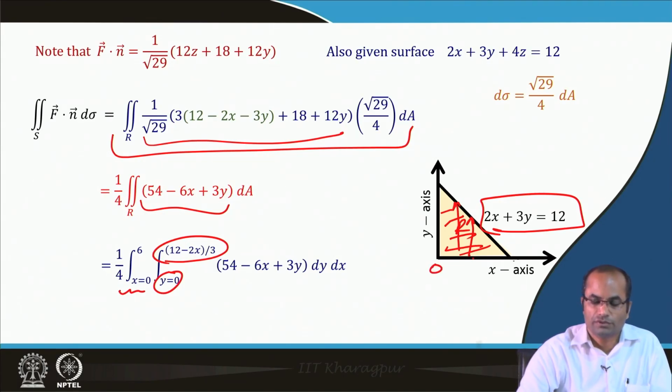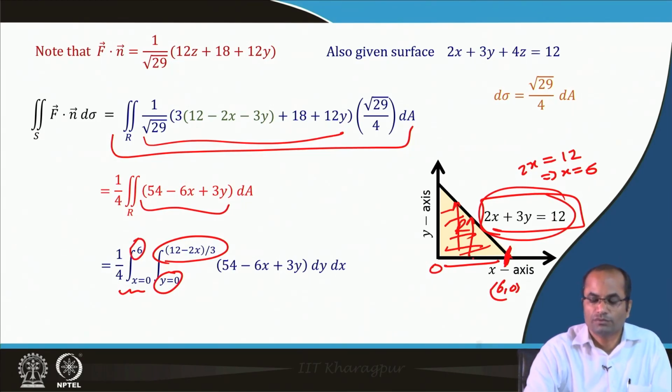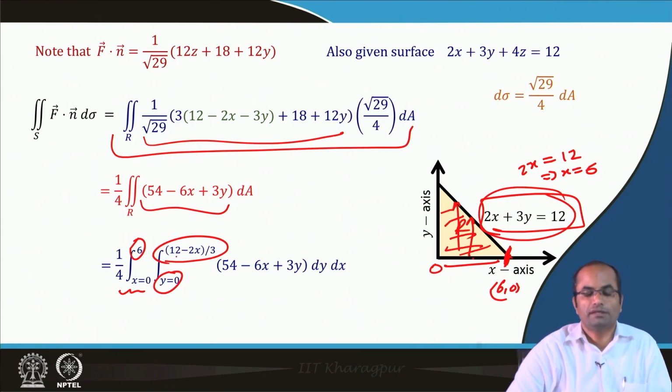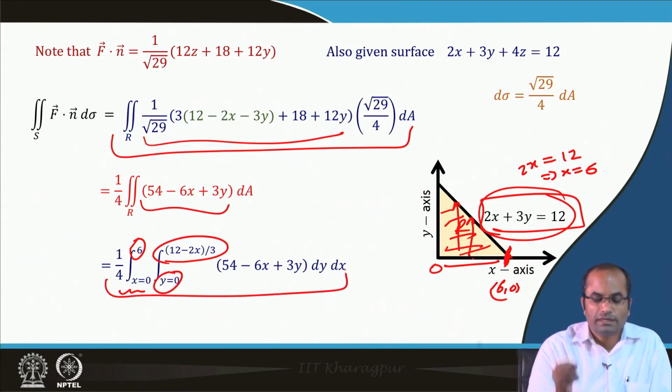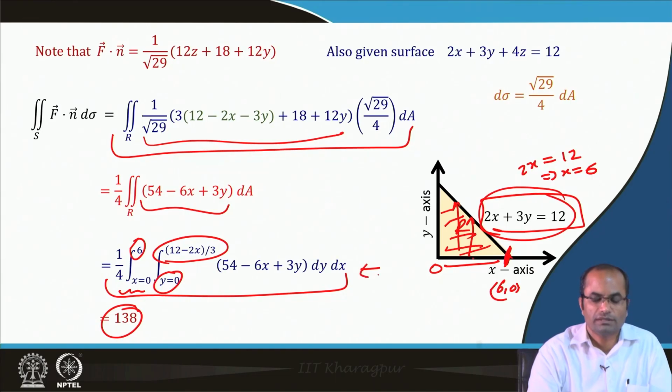For x we have from 0 to, this is what we will get from here. When we put y equal to 0, we have 2x equal to 12, that means x is equal to 6. So, this is the point (6, 0). So, x is moving from 0 to 6, and y is from 0 to the line which we have computed as y equals 12 minus 2x divided by 3. This double integral one can evaluate, and the value is coming as 138. This is the simple double integral which we have evaluated already in integral calculus.